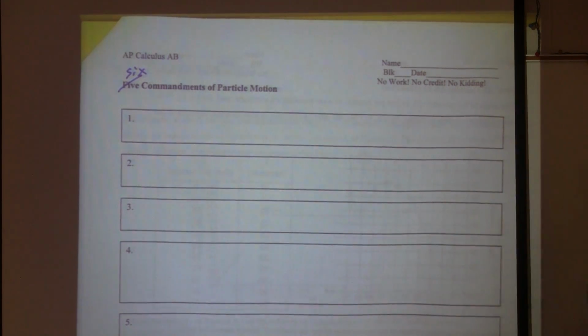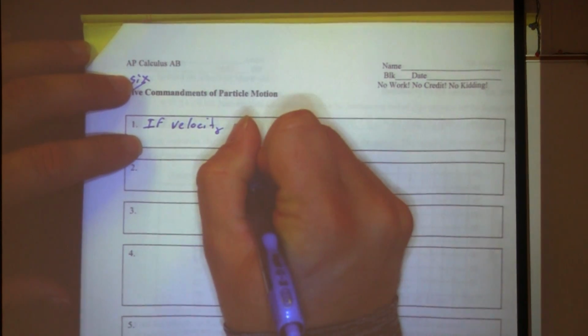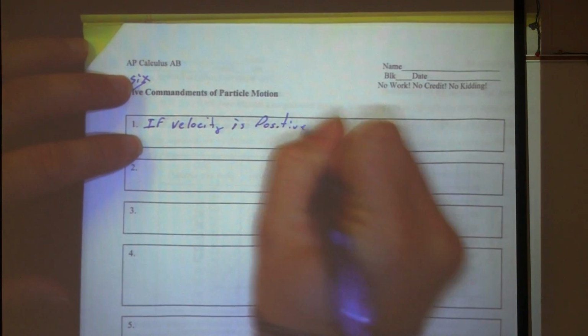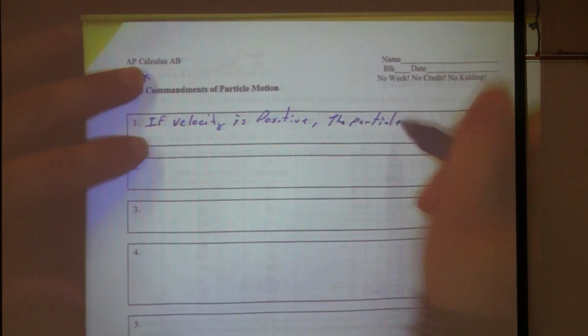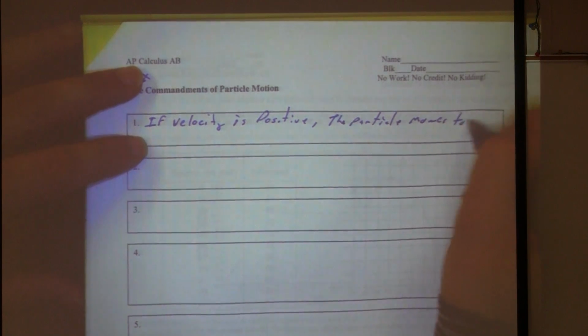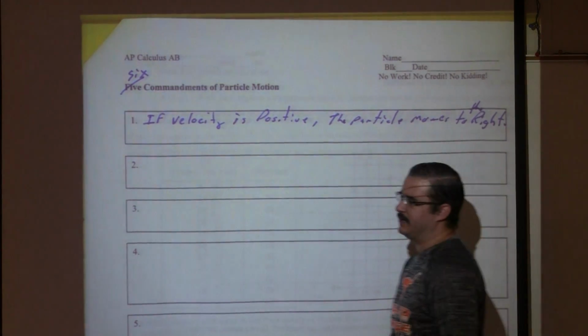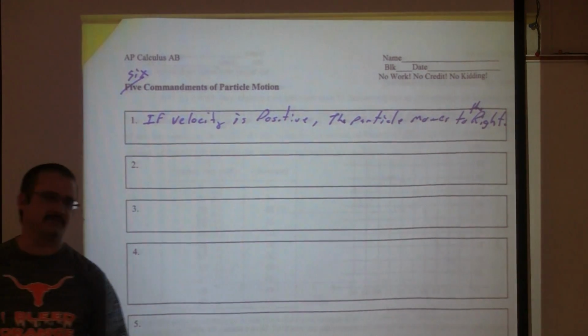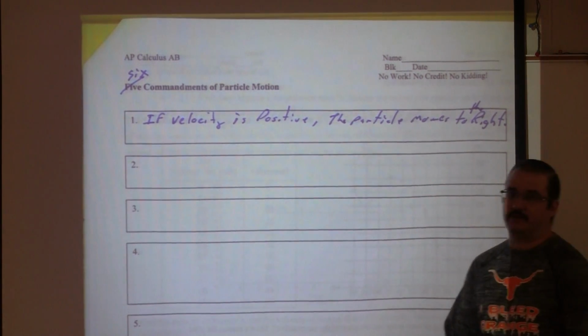So, a couple of commandments, a couple of very important things to remember regarding particle motion. Remember that it's particle motion along the x-axis. What did we say it meant if the velocity is positive? The particle moves to the right. So that's one of the things they'll ask on the AP test: find the intervals where the particle is moving to the right, moving to the left, at rest, and the times at which the particle changed direction.